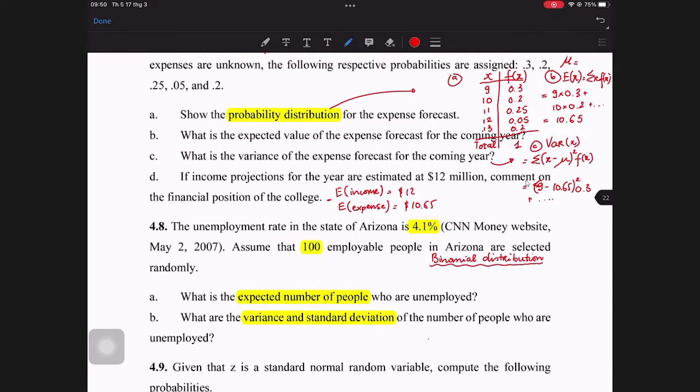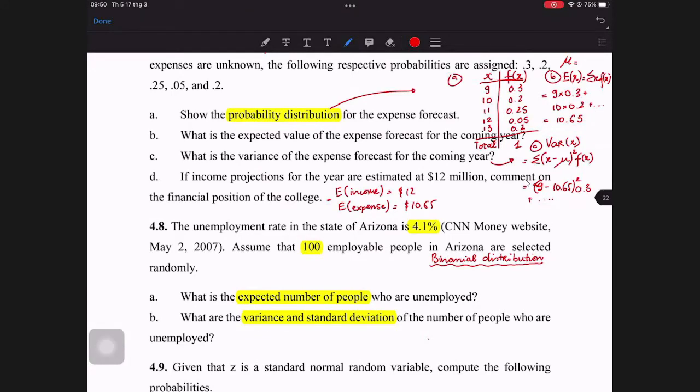All right, so remember that there are 4 requirements for a distribution to be binomial. The first one is we have 2 outcomes. When we survey a person and ask for their employment status, the person is either unemployed or employed. So there are two possible outcomes here. That is the first requirement. The second requirement is the probability of unemployment is the same, because here we have 4.1%, which is a fixed value.